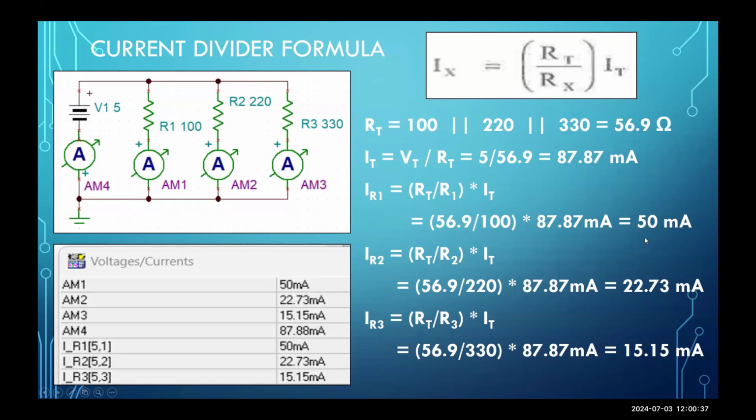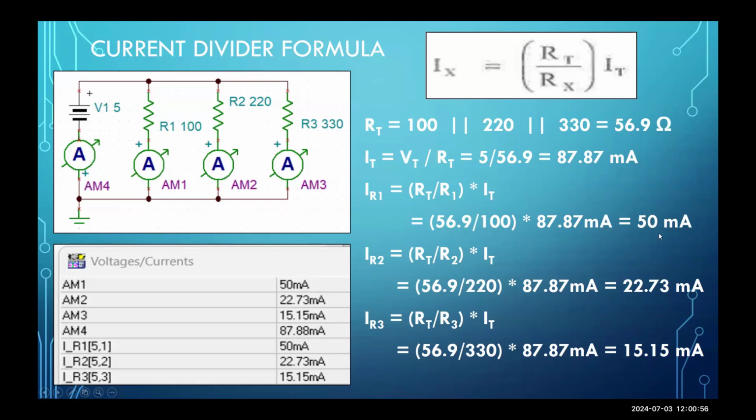Yep. Then we said conversely, the highest ohmic branch of the three, in this case, the 330 ohms, will have the lowest current flow. And that's IR3. And is that, in fact, the lowest current flow? Yep. Sure enough, it is. Yes, sirree.